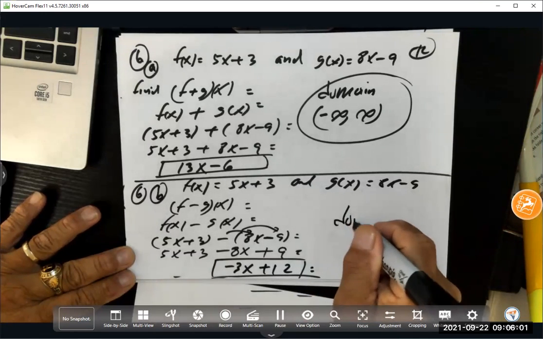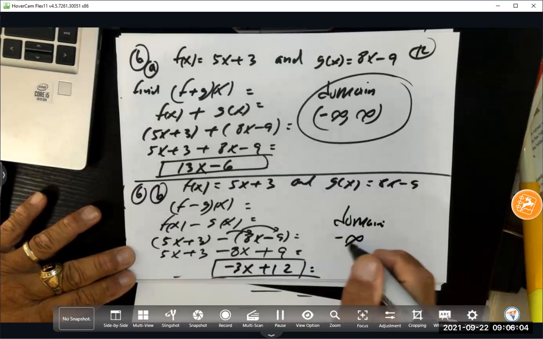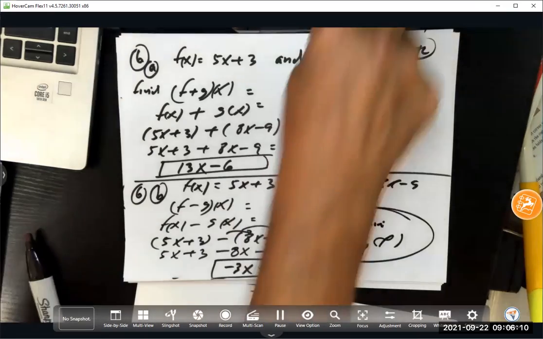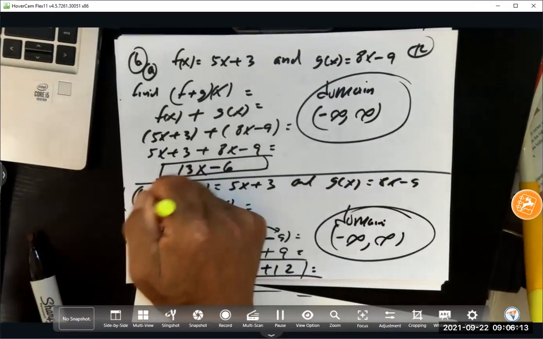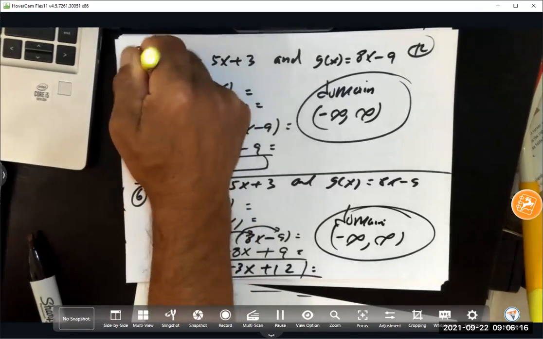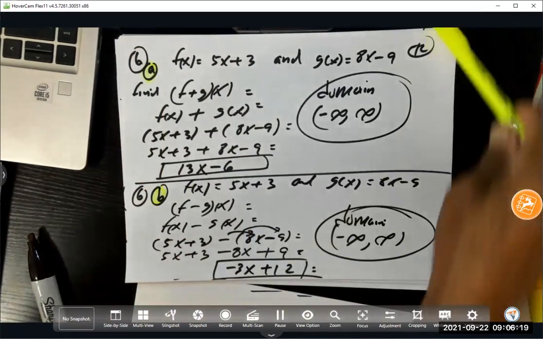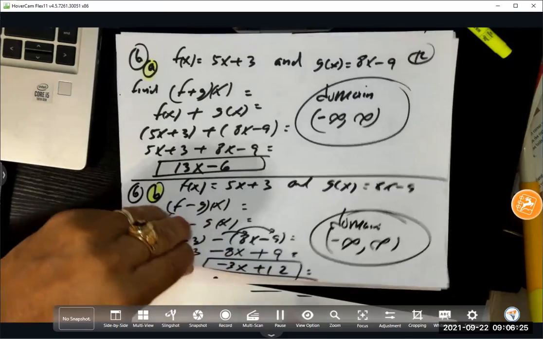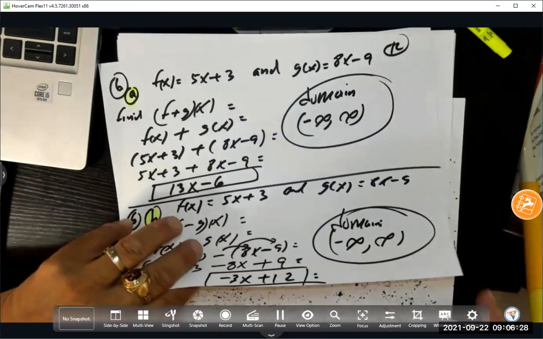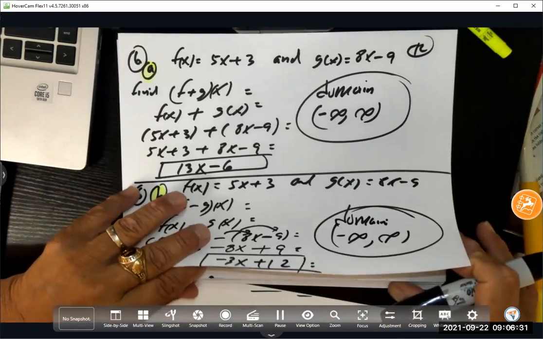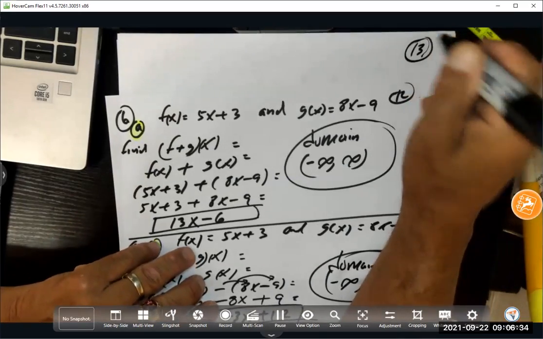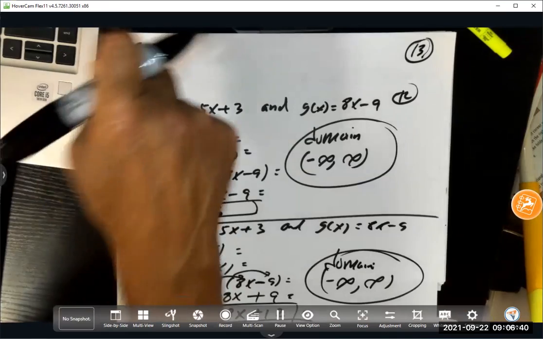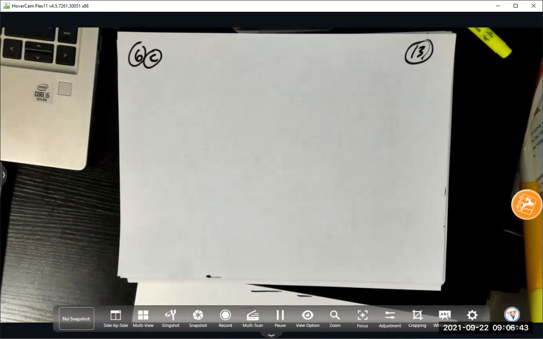And generic answer again. Domain of this thing is just this thing here. All right, so there's f plus g of x, and there's f minus g of x right there. Okay, A and B. So now I'm going to do letter C and letter D for number 6. All right, go to the next part of this thing. All right, so page 13. 6, letter C. Okay, A, B, C. All right, ready? Letter C for this one.